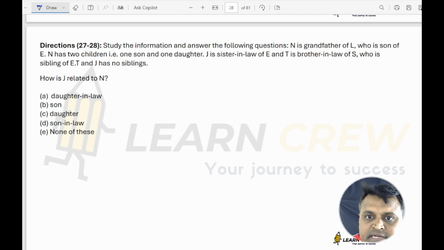Next one is based on blood relations. It is given that N is the grandfather of L, who is the son of E. N has two children, one son and one daughter.